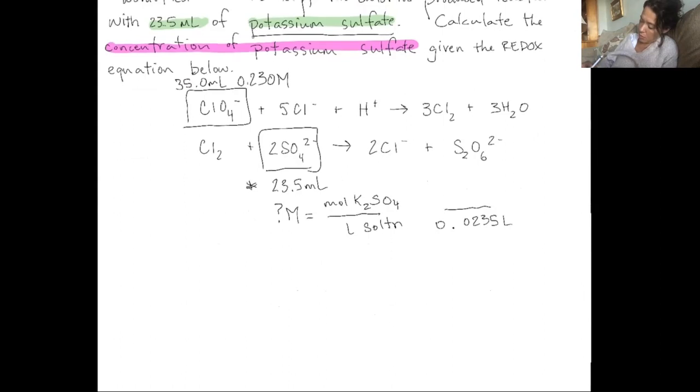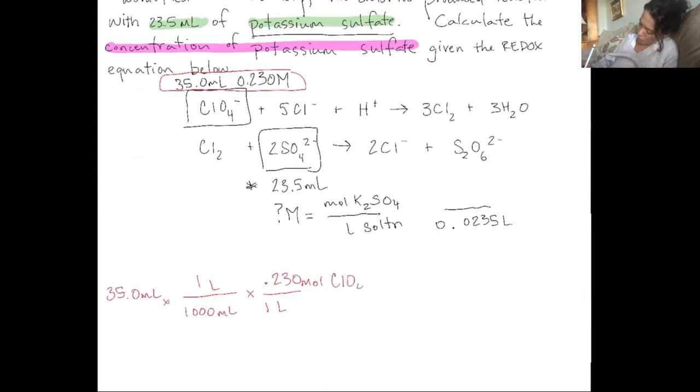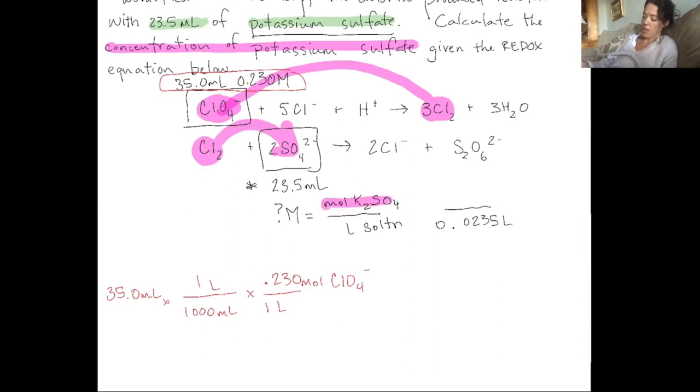In any stoichiometry problem, we always start with what we're given. So I will start with my 35 milliliters. We know that there are 1,000 milliliters in every 1 liter. And according to my molarity, every 1 liter is 0.230 moles. It's time for a label. Moles of what? Moles of the perchlorate ion. Now, if I could go from moles of perchlorate to moles of chloride, and then I can go from moles of chloride to moles of the sulfate, I will be able to get what I need.